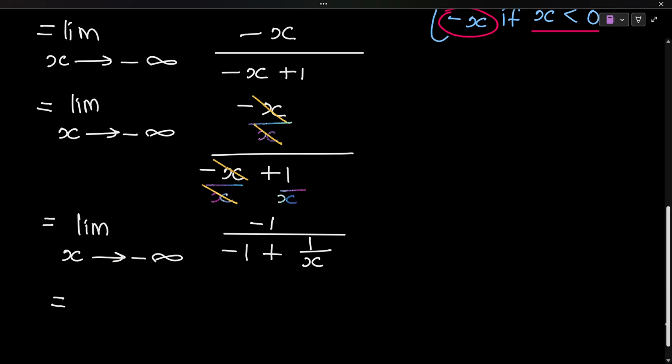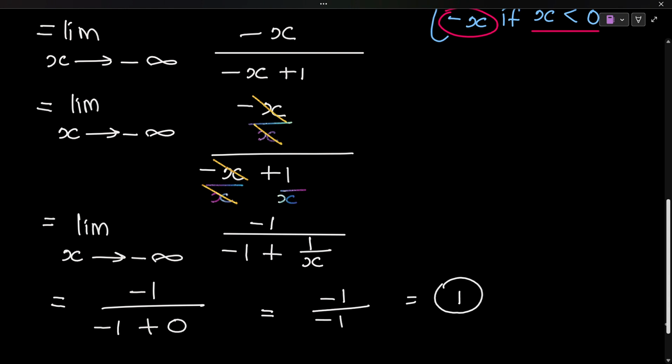Now, let's make use of the limit. So we're going to take this negative infinity and substitute for x. So where we have 1 over x, 1 over negative infinity is 0. Simplifying, we've got negative 1 over negative 1. That tells us that the final answer is positive 1.